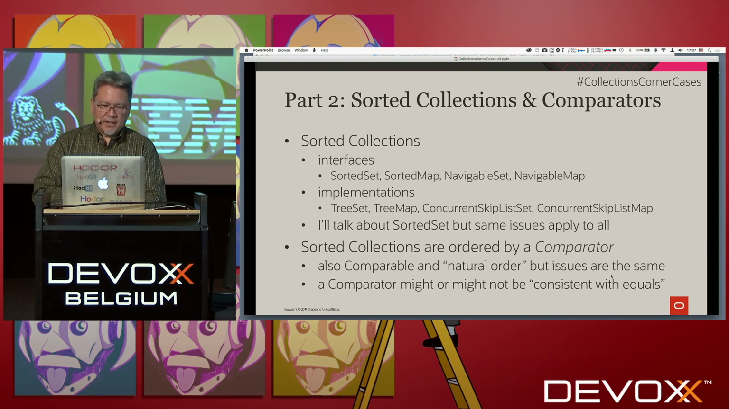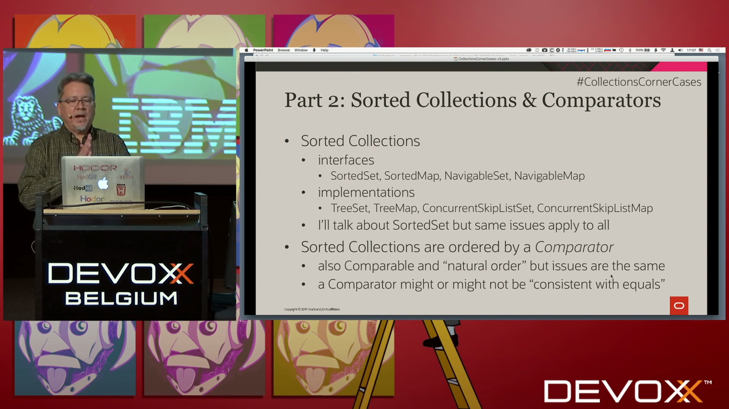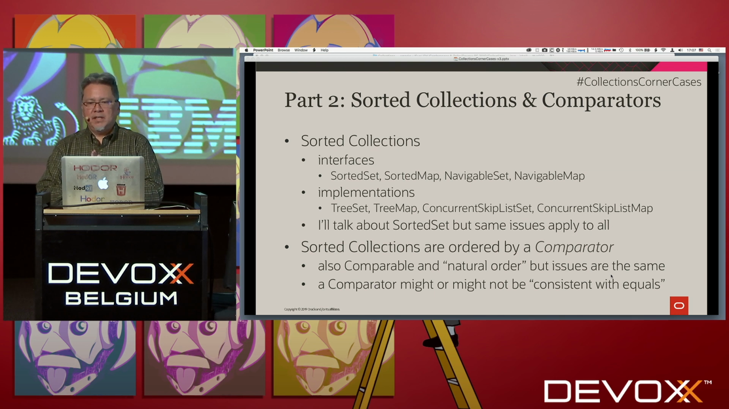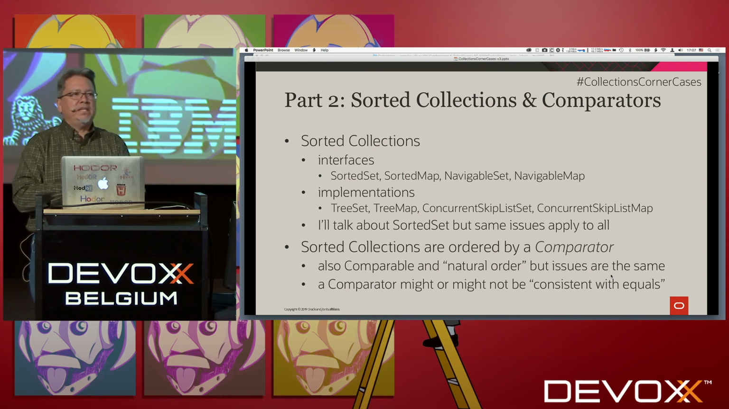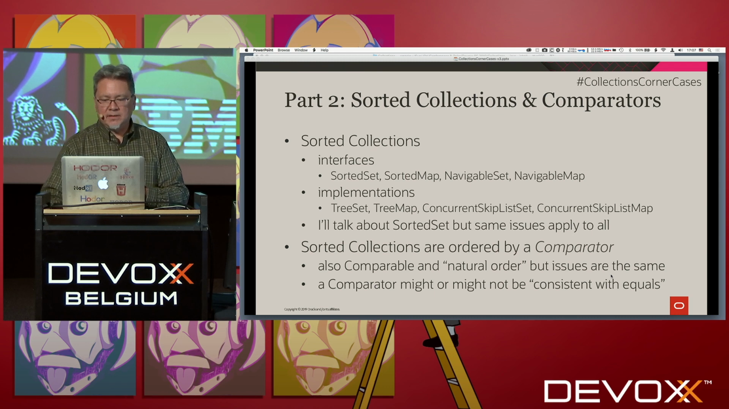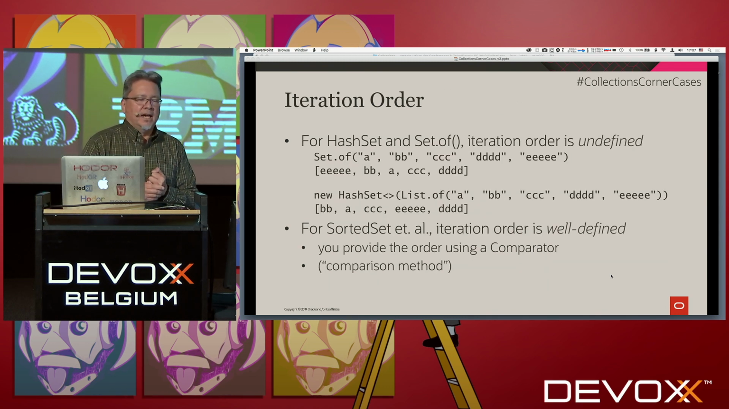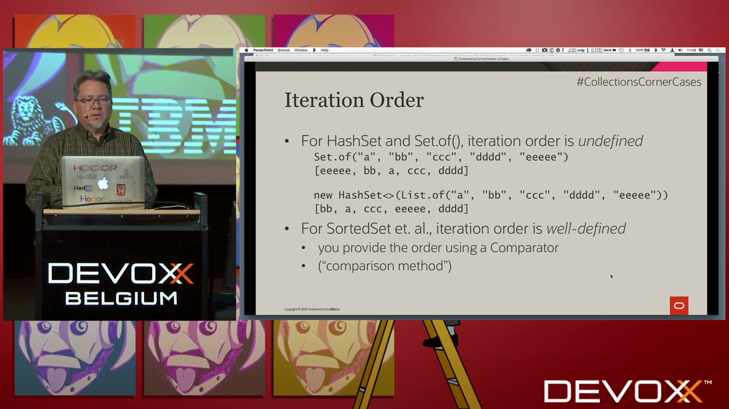Key point here is that the sorted collections are ordered by a comparator or a comparison method of some sort. And the issue that I'm going to spend some time describing is that there is a possibility that the comparator might or might not be consistent with equals. And so I will take some time to explain what that means. But first of all, let's do the basics of the sorted set here.